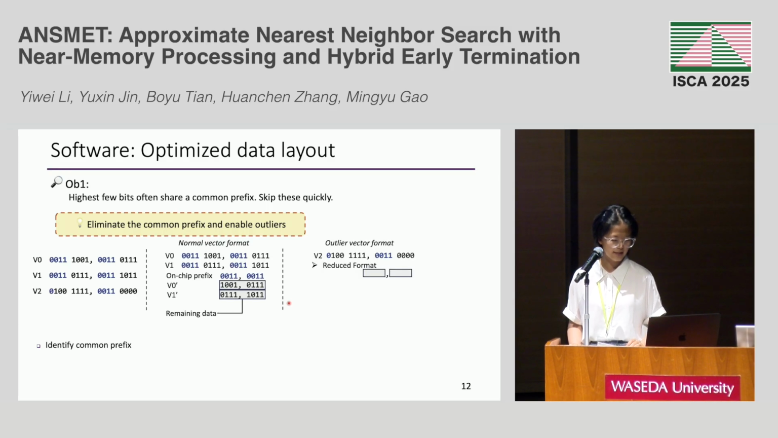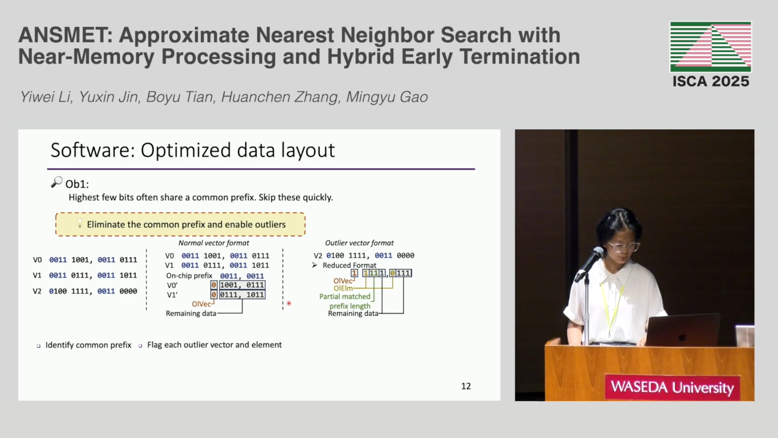If this is an outlier vector, we use a bit inside each element to identify the outlier elements. For those outlier elements, we insert the partially matched prefix length into the base of the elements, and also we store the full outlier vector elsewhere. And finally, we recover the outliers when searching.